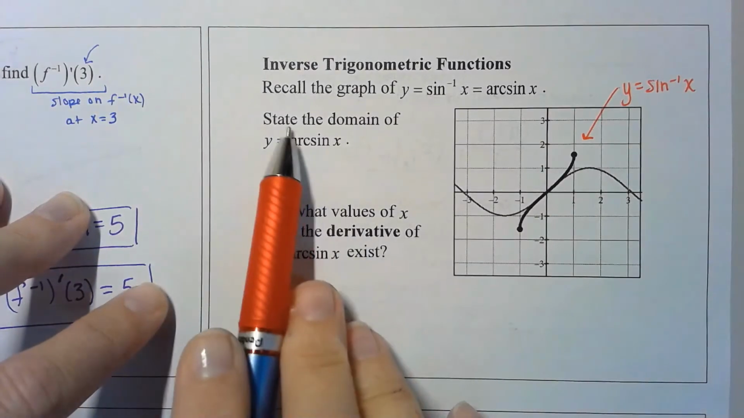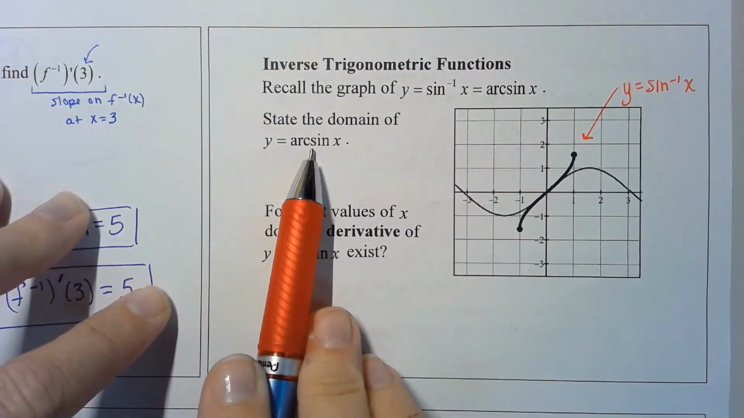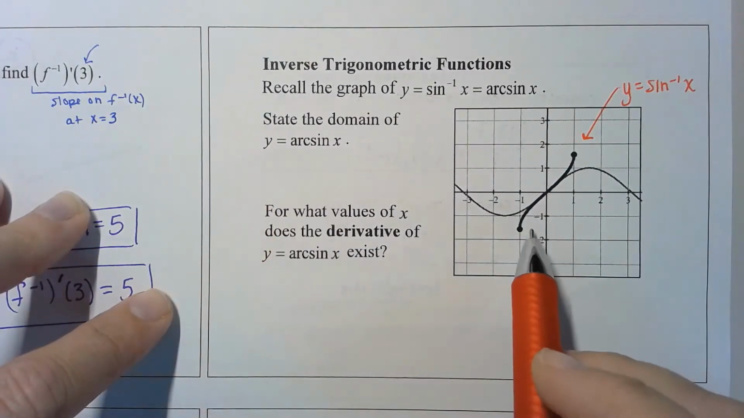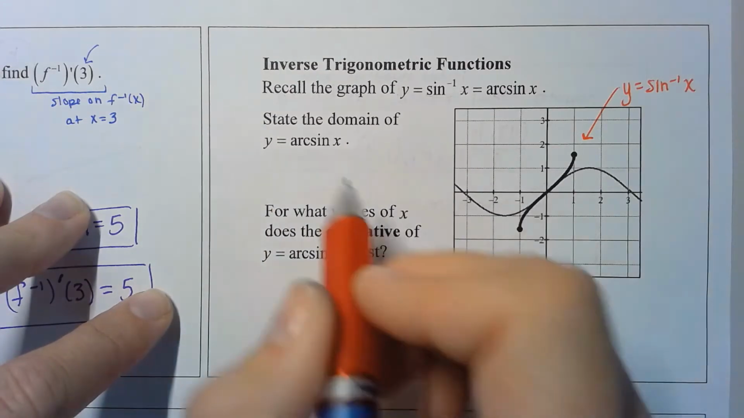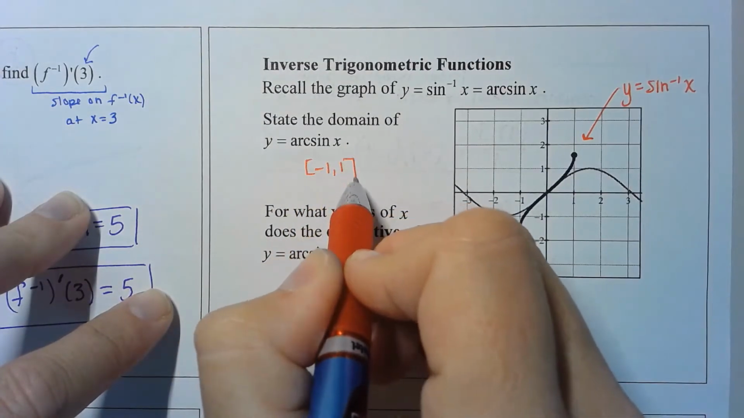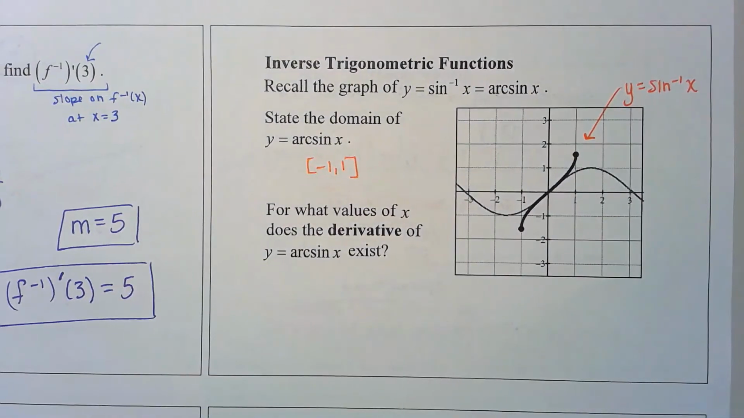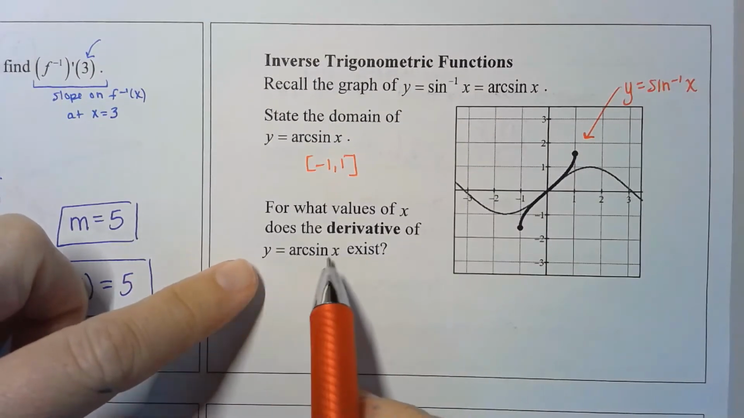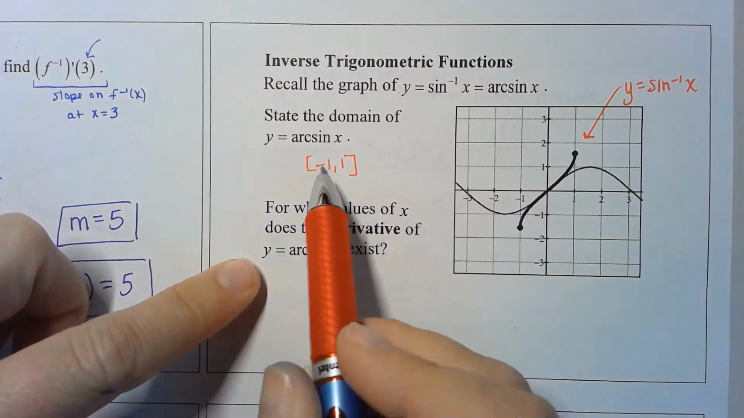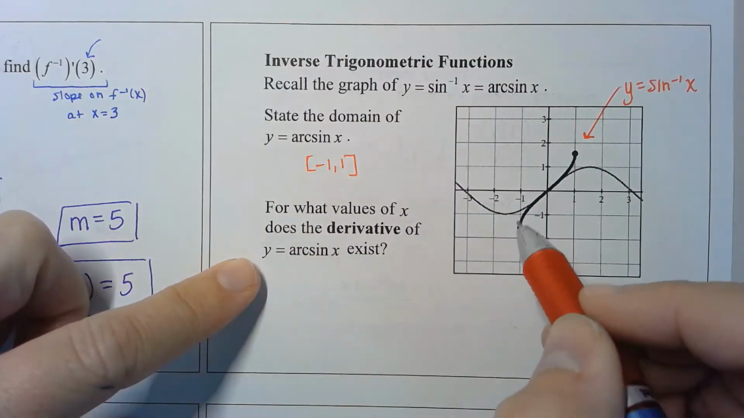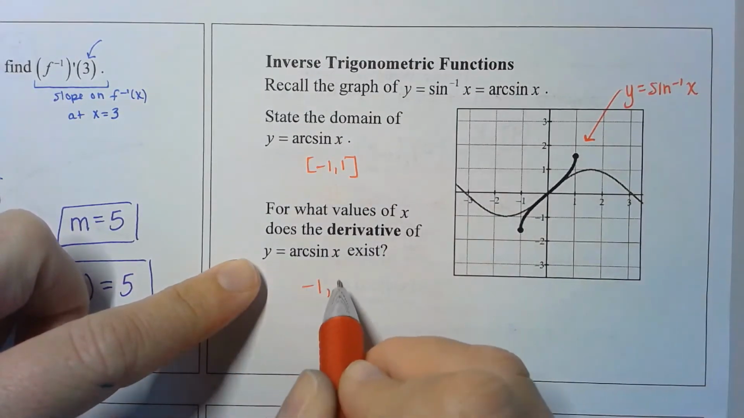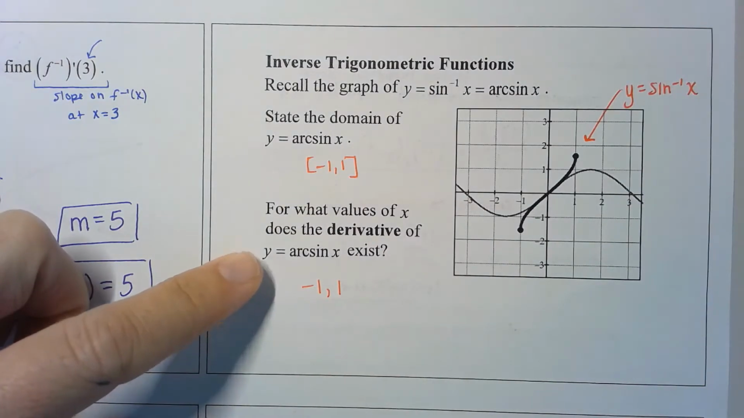Okay. They want me to state the domain of that red graph. Well, it looks like the domain is going from -1 to 1. Okay. So then it says, for what values of x does the derivative of inverse sine exist? If the inverse sine graph only exists between -1 and 1, then its derivative will only exist between -1 and 1.